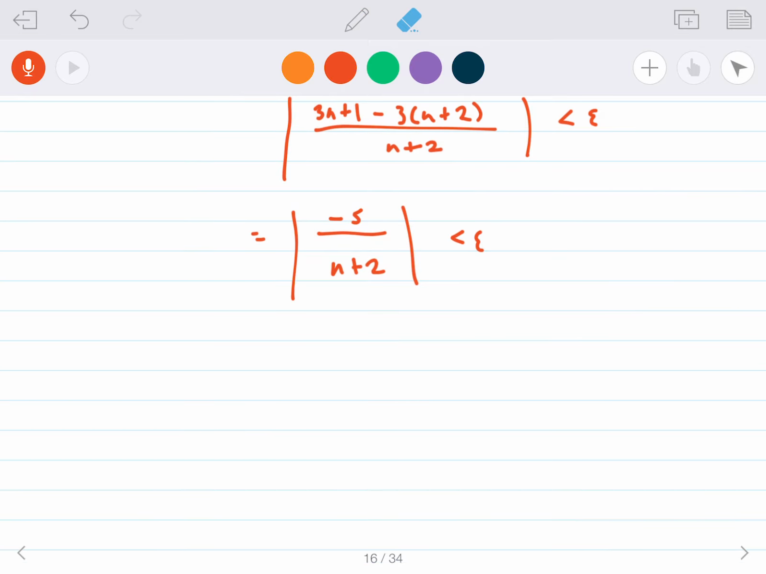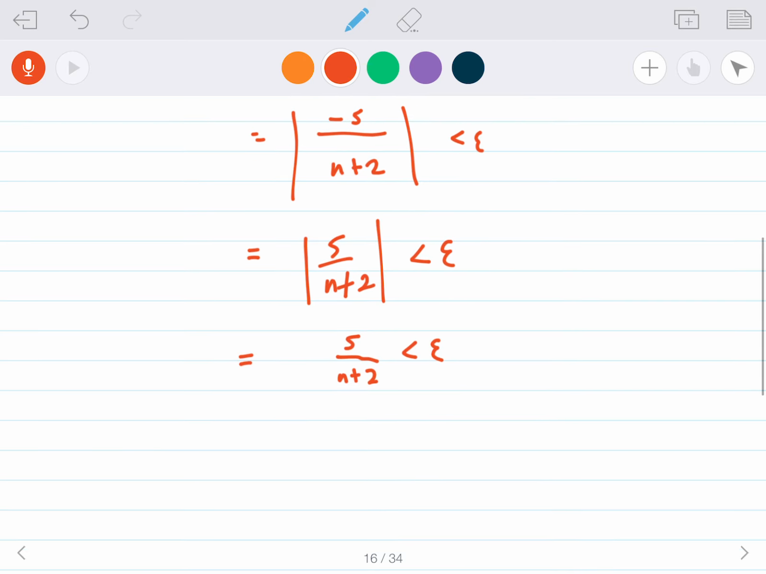And then again, by the absolute value properties, we can pull out the negative, and this absolute value of negative 5 over n plus 2 is simply the absolute value of 5 over n plus 2. And since this is always positive, no problem with removing the absolute value bars. Okay, and now we're just trying to solve for little n.